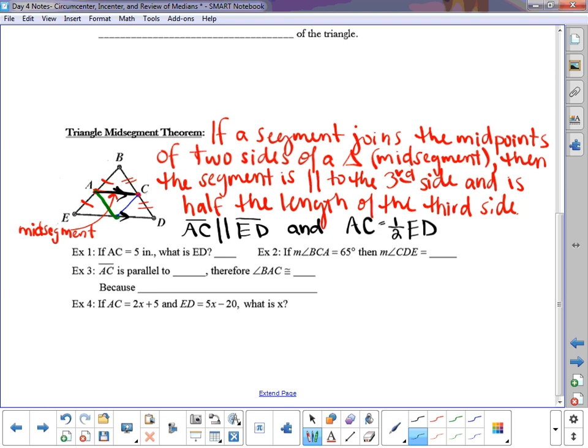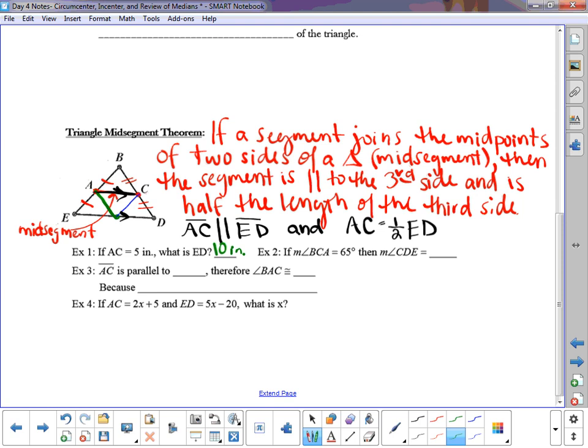Alright, so let's take a look at just those few examples here. So if the measure of AC is 5 inches, what's the measure of ED? 10 inches. Good, make sure you give your units.